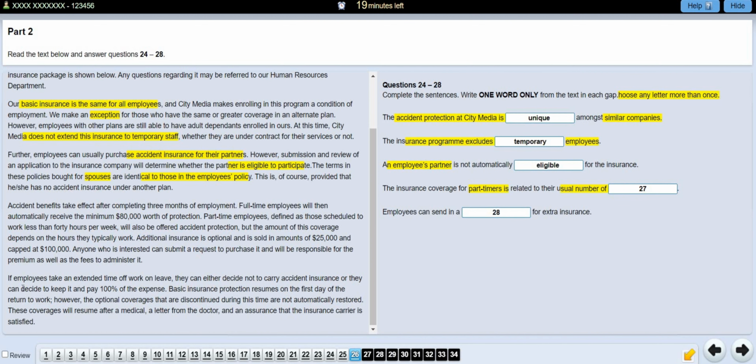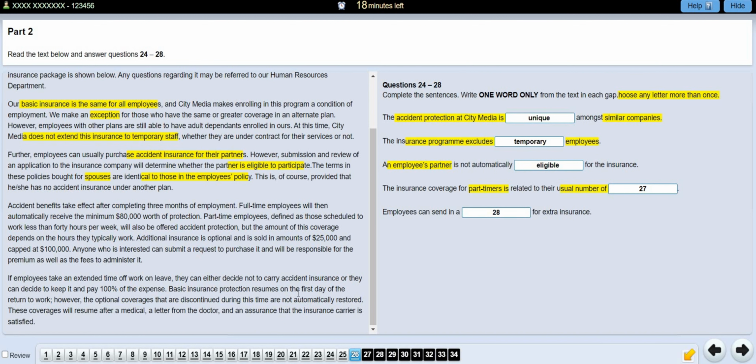Employees can send in a request while on leave from work. They can either decide not to carry the accident insurance, or they can decide to keep it at 100% of the expense. Basic insurance protection ends on the first day of the leave of absence, however, and optional coverage that is discontinued is automatically restored once requirements are satisfied.